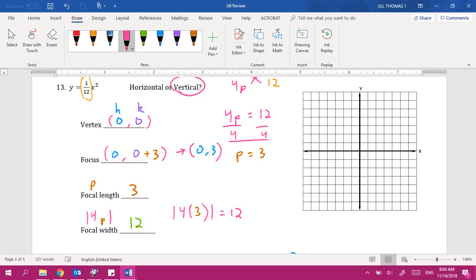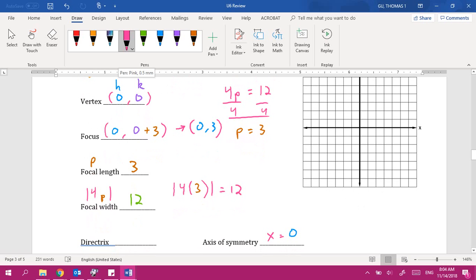There we go. And lastly, the directrix. What is this one going to be? Yes, that's right. It's x equals k minus p. So it's going to be x equals, what's k? And then minus, what's p? So that means it's going to be at x equals -3.